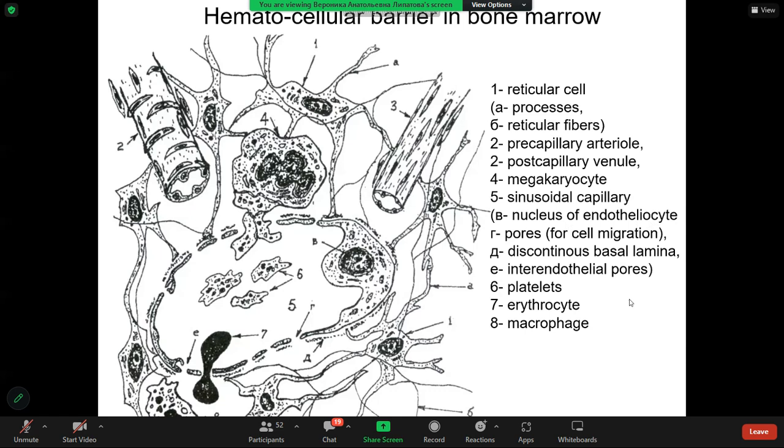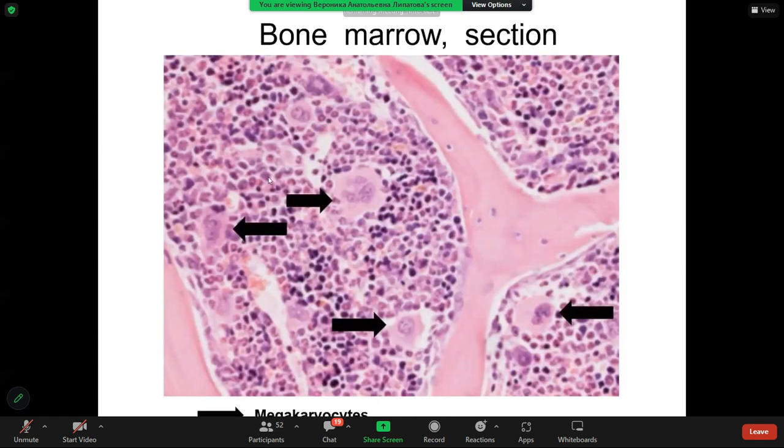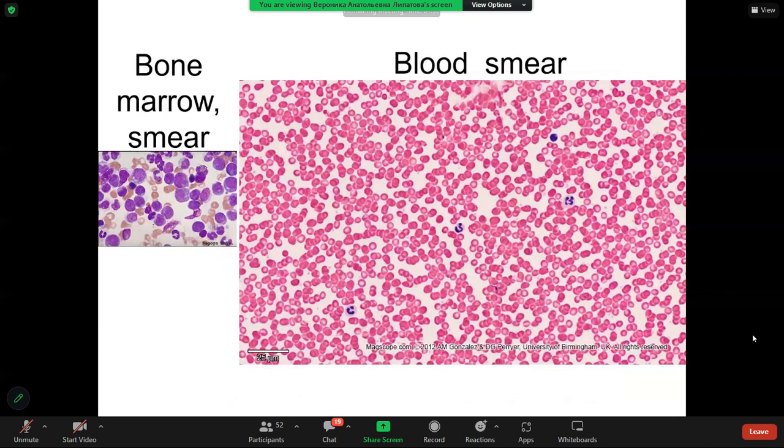Yes. Okay. Let's find all the features typical for bone marrow in section. This is bone. In here, we can see giant cells. What are these? Megakaryocytes. Yes. Here, the space is filled with erythrocytes and wide in diameter. This is sinusoids. Yes. And sometimes we can see components of stromal components.